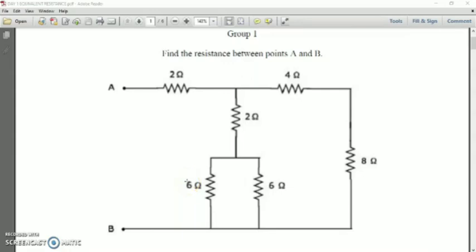Today, we are going to learn how we can find the equivalent resistance of a particular circuit.